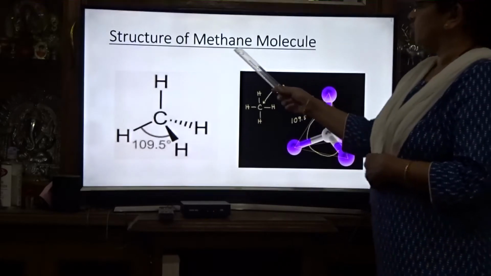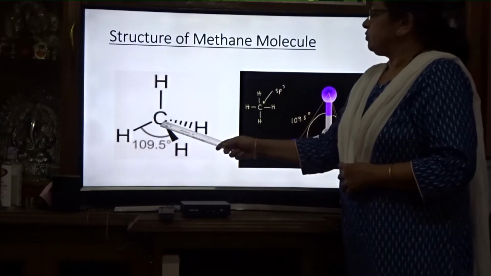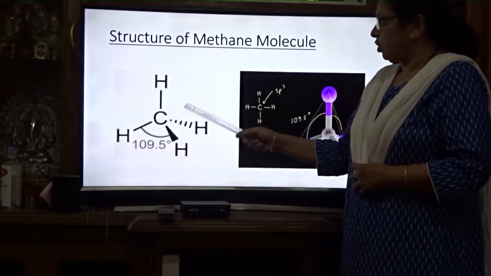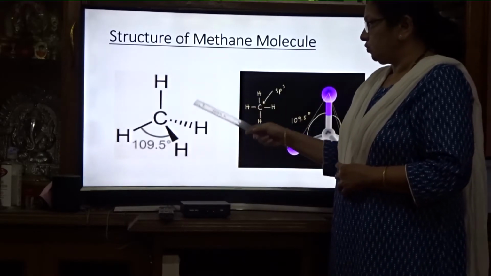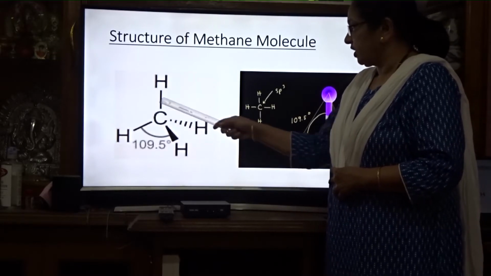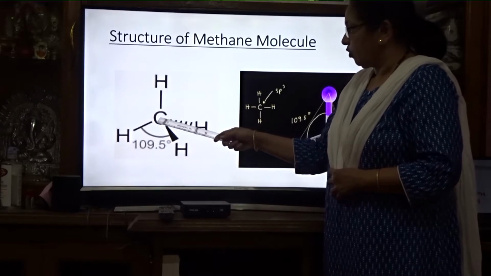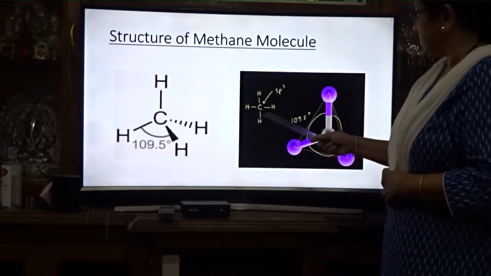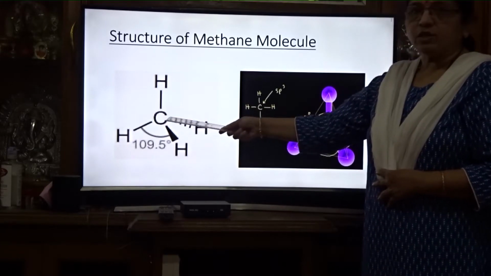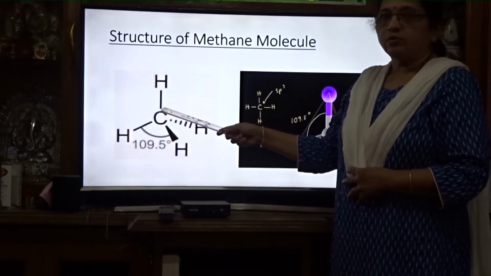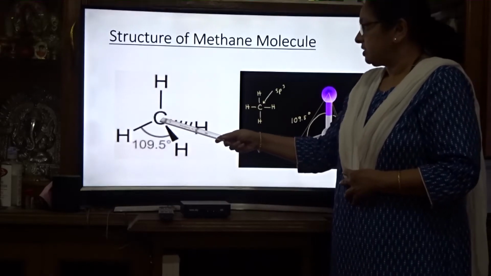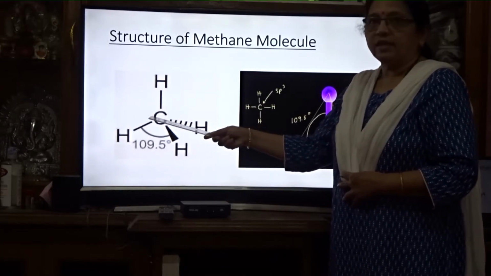So this is the structure of methane molecule. The formula is CH4, C and H4. These 4 are bonds, the 4 covalent bonds formed between carbon and hydrogen. This carbon here is sp3 hybridized. So what is sp3 hybridization? 2s and 2p orbitals hybridize to give 4 hybrid orbitals of equivalent energy.